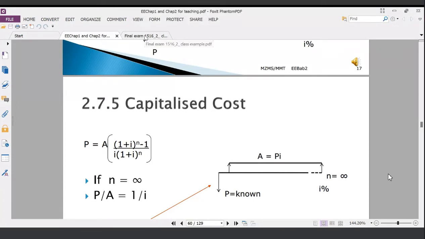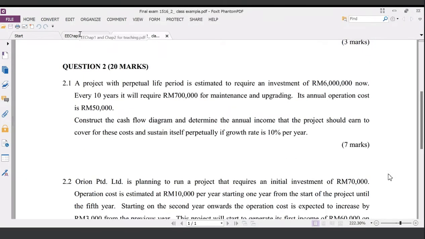So for this problem, can we draw the cash flow diagram for this one? A project with perpetual life period is estimated to require an investment of 6 million now. So how can you represent this 6 million in your cash flow diagram?